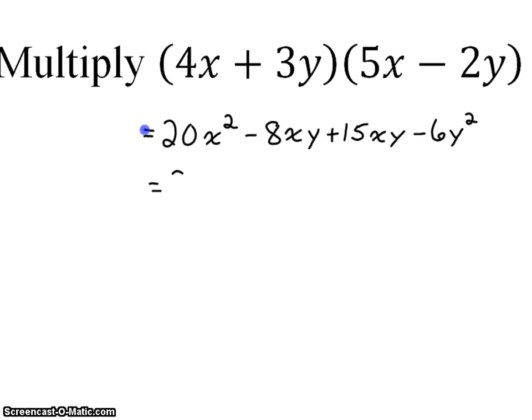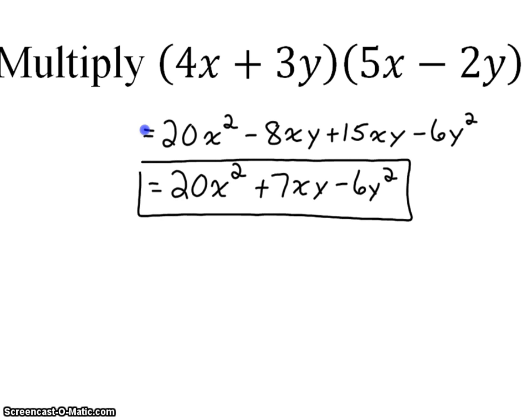So I just multiplied those. And now we just group the inner terms here, the middle terms. Negative 8 plus 15. 8 and 7 is 15. So this is plus 7xy. And then minus 6y squared. So you'll always have to do a little bit of simplifying when you do these at the very end.